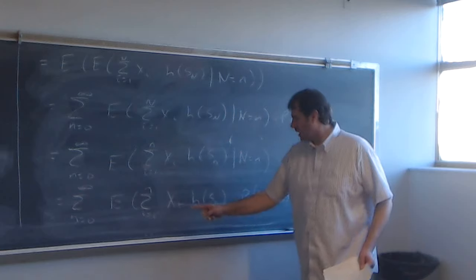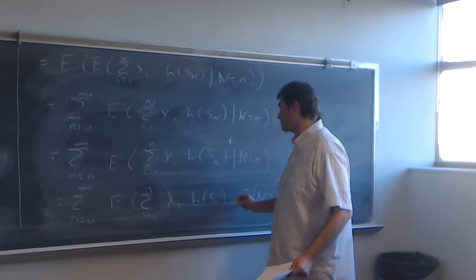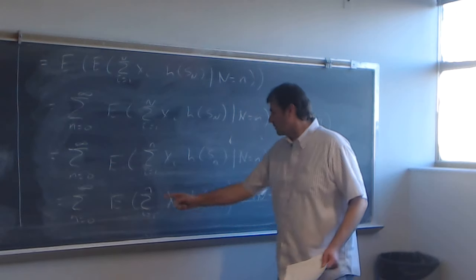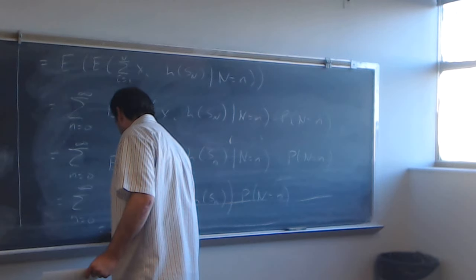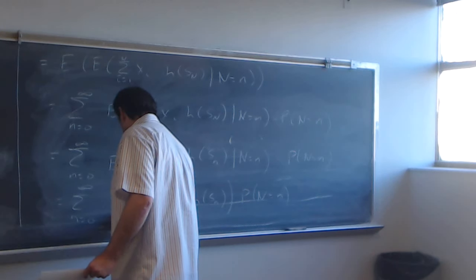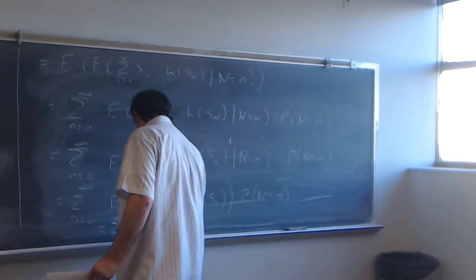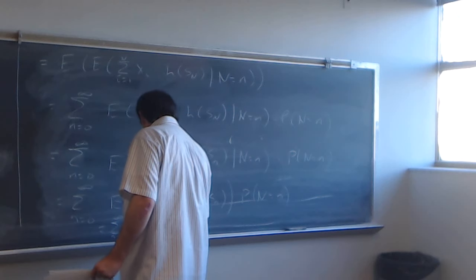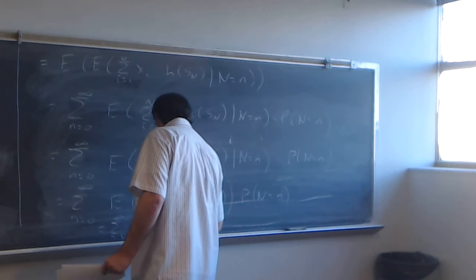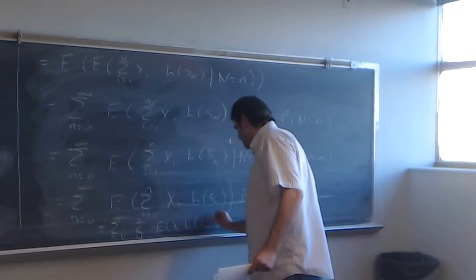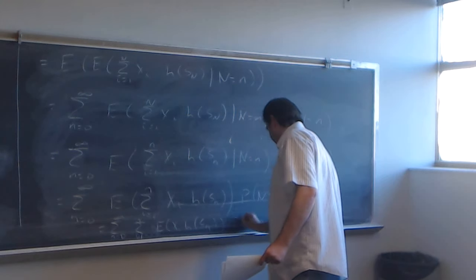And finally, the expected value of a sum is equal to the sum of expected values, so it's the sum as n runs from 0 to infinity, of the sum as i runs from 1 to n of the expected value of X sub i times h of S sub n, times the probability N equals n.